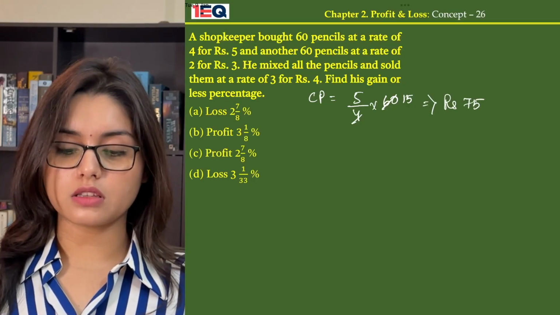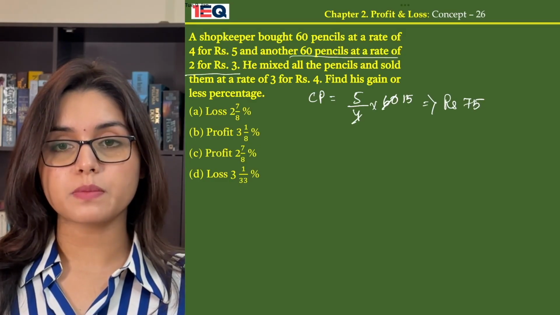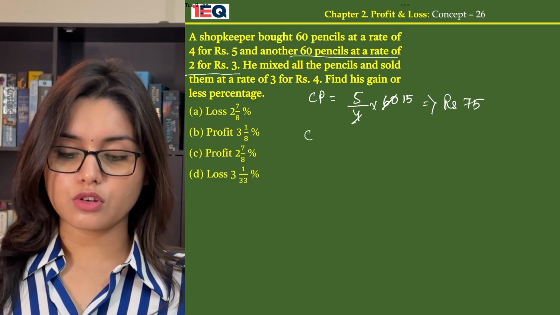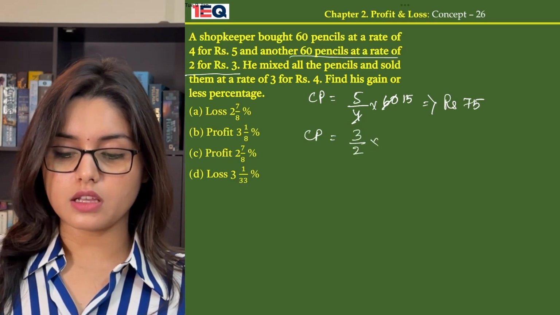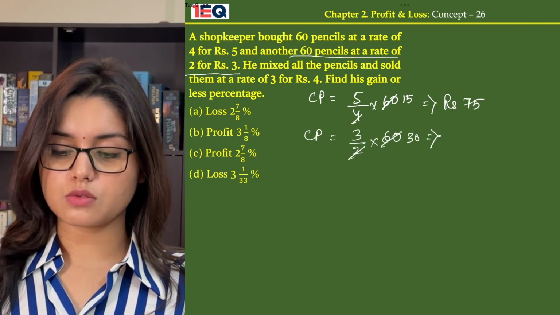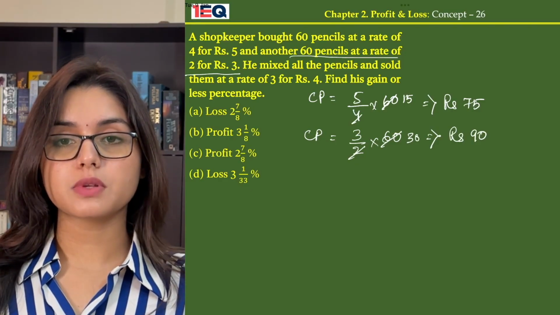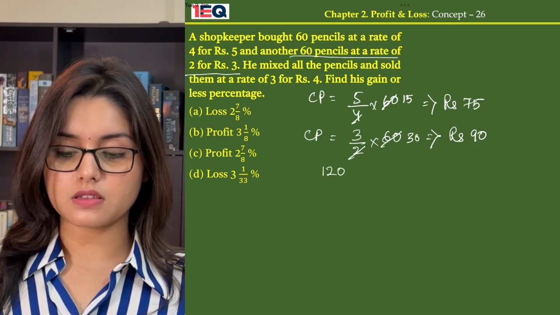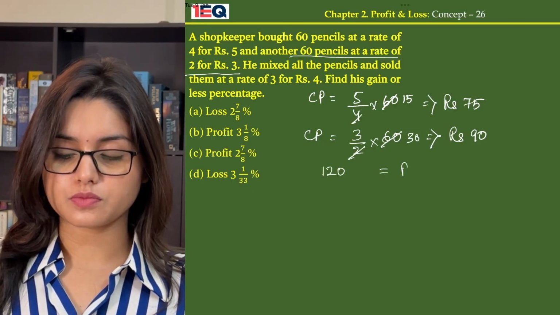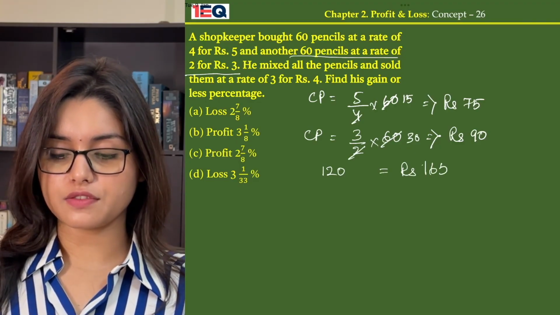Now he then bought another 60 pencils at a rate of 2 for rupees 3. That means the cost of one pencil is 3 by 2. So the cost price of the other 60 pencils will be 3 by 2 into 60, that is by 30, gives us rupees 90. Now he bought 60 plus 60, 120 pencils in total. So total 120 pencils costed him rupees 75 plus 90, that is rupees 165.